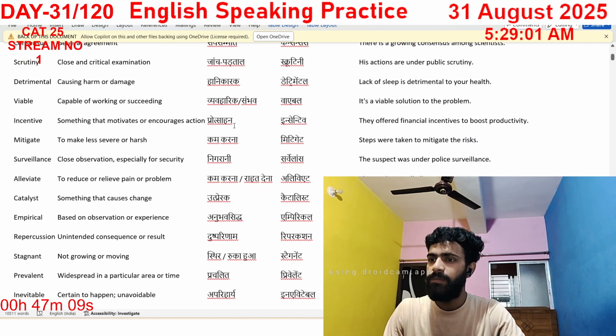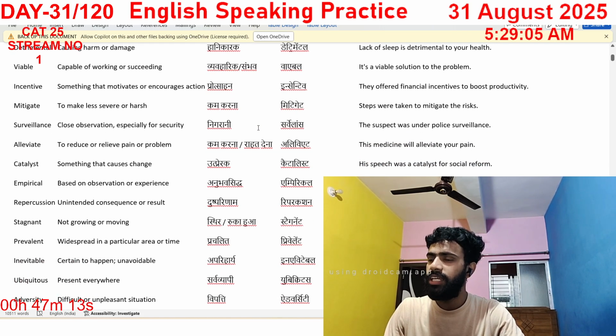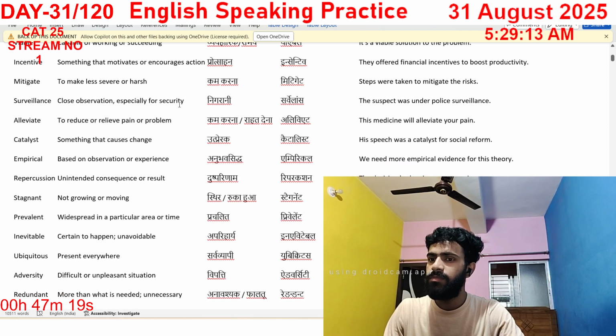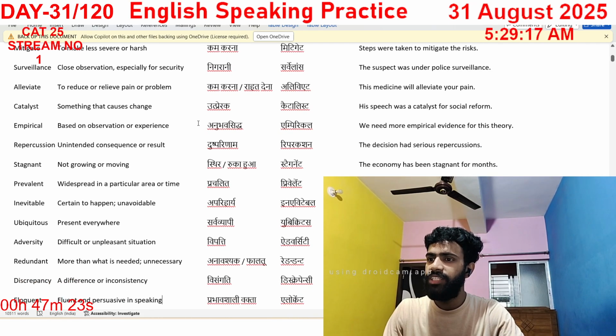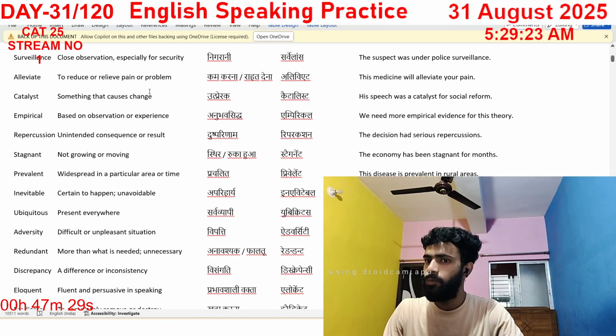Viable means capable of working and succeeding. Incentive means something that motivates or encourages action. Mitigate means to make less severe or harsh. Surveillance means close observation, especially for security. Alleviate, to reduce or relieve pain or problem.